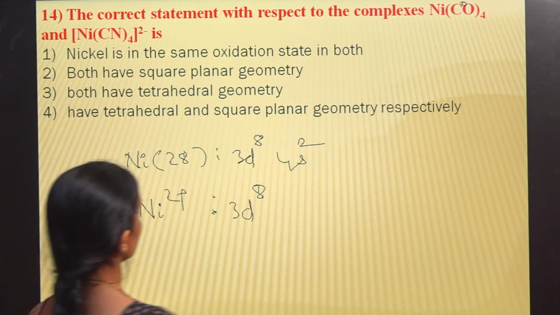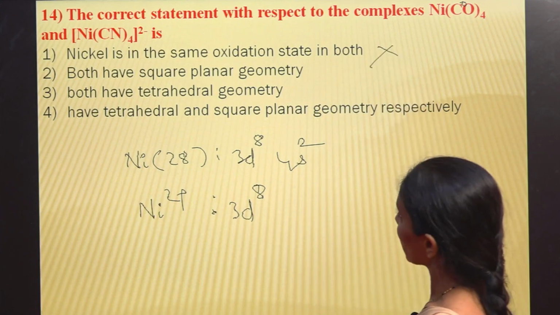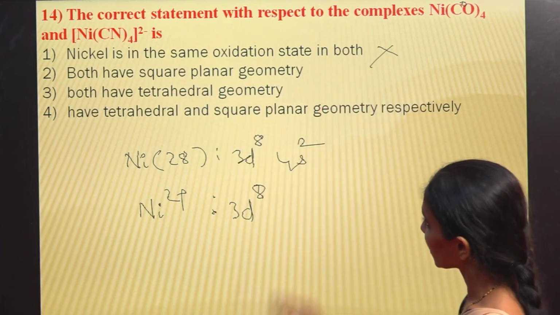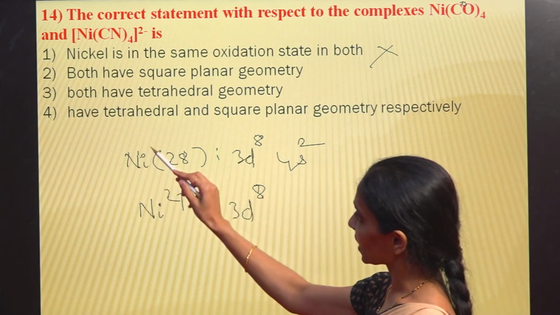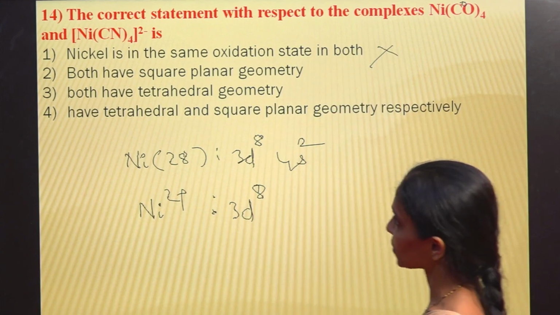So the first statement is wrong. Nickel is in the same oxidation state in both. That's wrong. In the first case, nickel is neutral. In the second case, it is 2 plus. So the first statement is wrong.